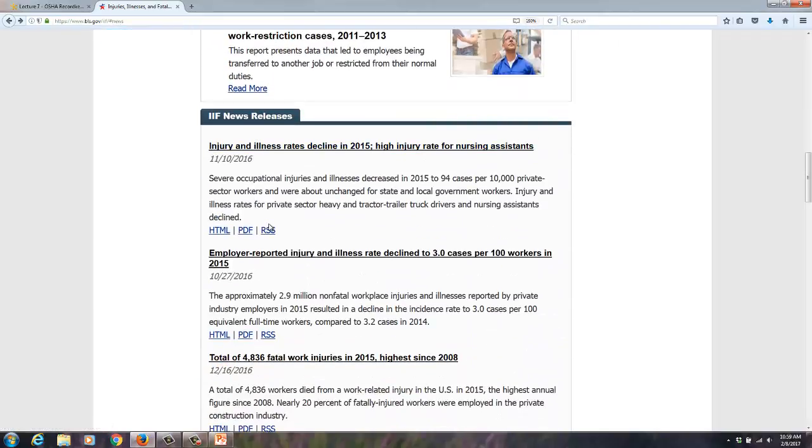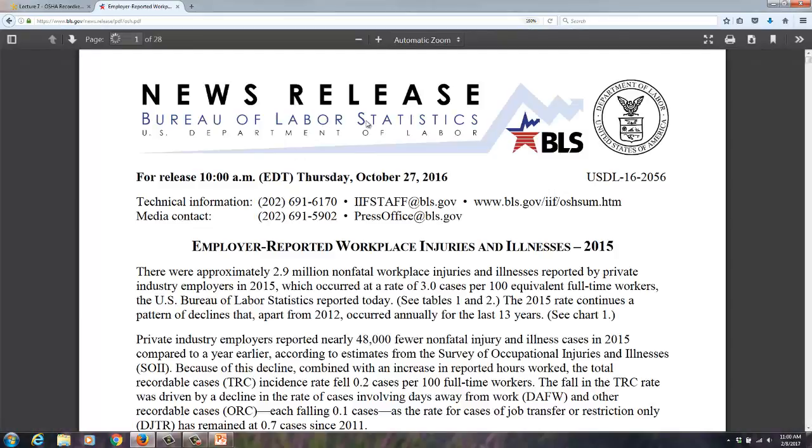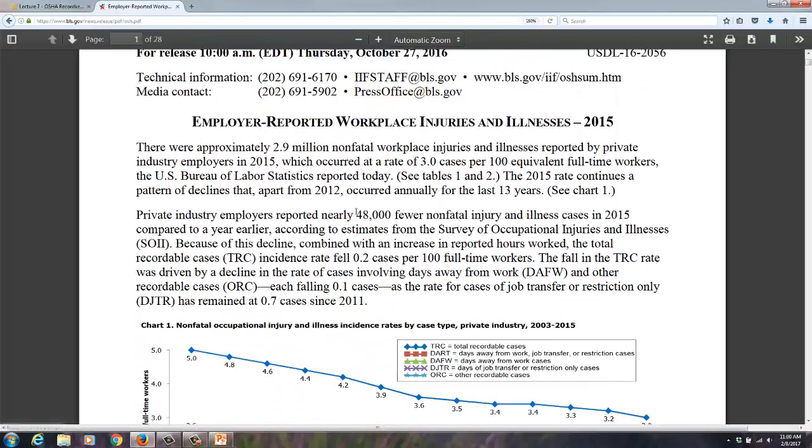So news releases. I believe it was the October. That's what I wanted. I'll take the PDF for that. That's the news release for the SOII report. This is also posted on the D2L page. You can see that they are estimating about 2.9 million non-fatal injuries and illnesses. I believe that's just private industry. Yeah, it's just for private industry. It's going to be a little bit higher if you add in government. We'll look at that in a moment.